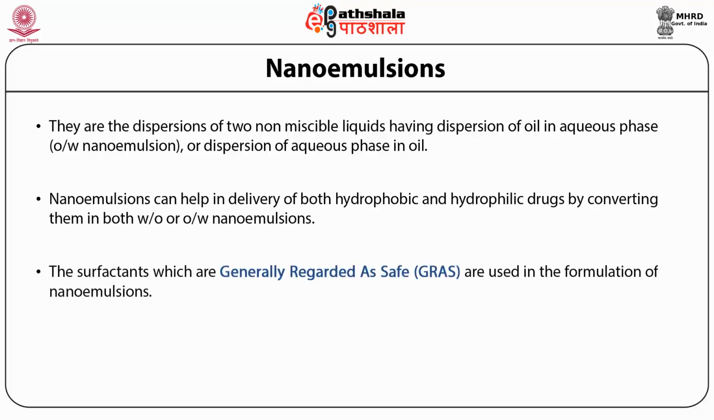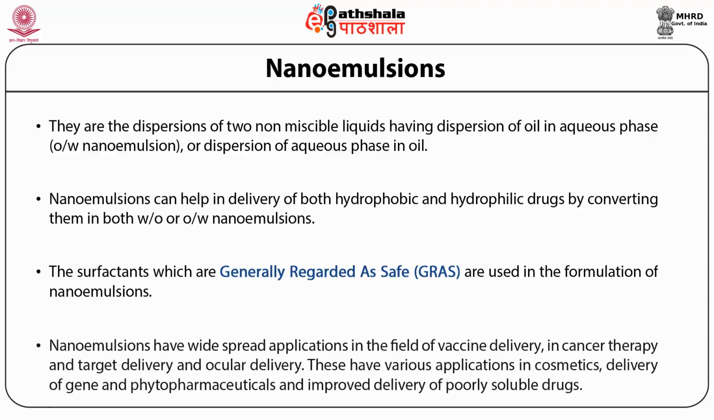The surfactants which are used by the industry are mostly in the GRAS category, and nanoemulsions have widespread applications in the field of vaccine delivery, in cancer therapy, and targeted delivery and ocular delivery. These have various applications in cosmetics, delivery of genes and phytopharmaceuticals, and improved delivery of poorly soluble drugs.